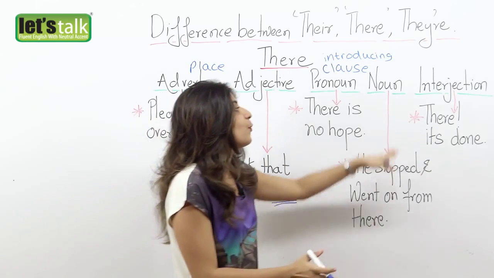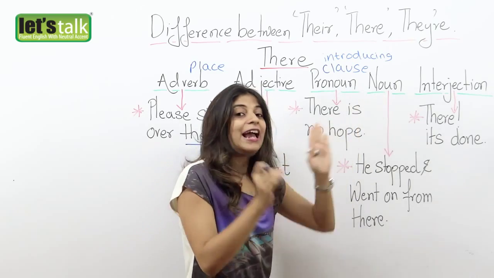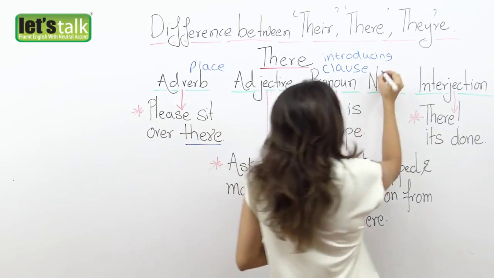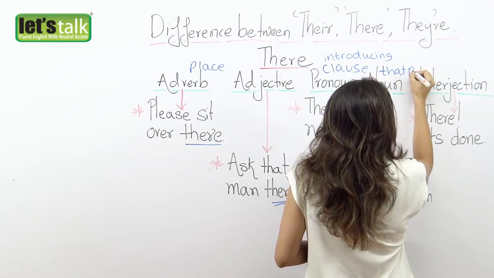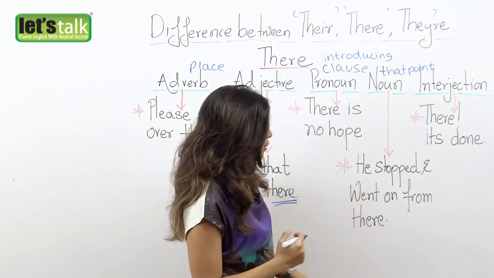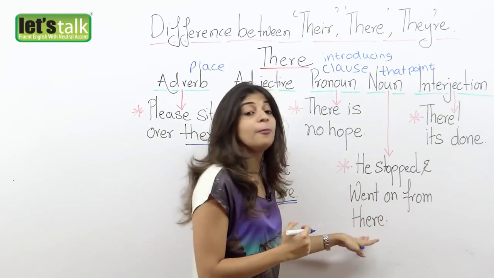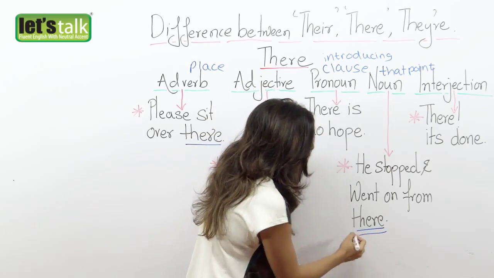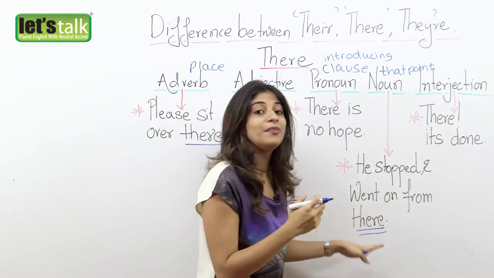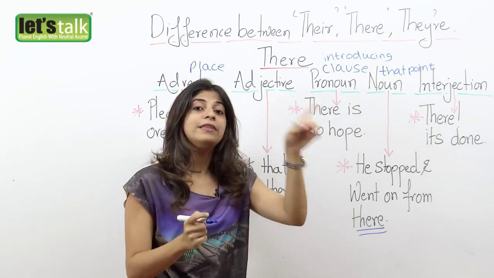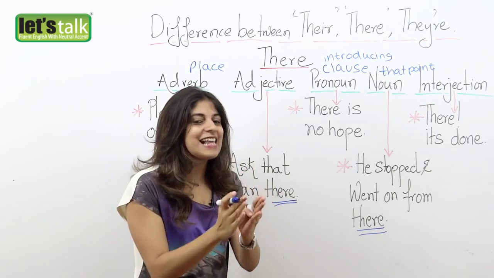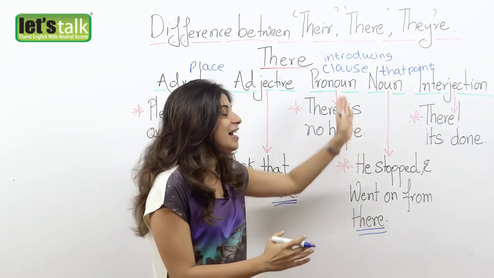And when you have to use the word there as a noun, it refers to a point or that place. For example, if you look at the sentence over here, he stopped and went on from there. So here, there indicates a point, a place. So he stopped and went on from there. Or we jogged from there to the end of the block. So here I'm indicating a point, and that's exactly why we are using the word there as a noun.